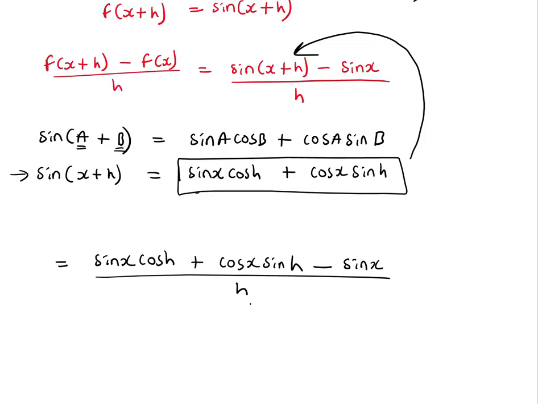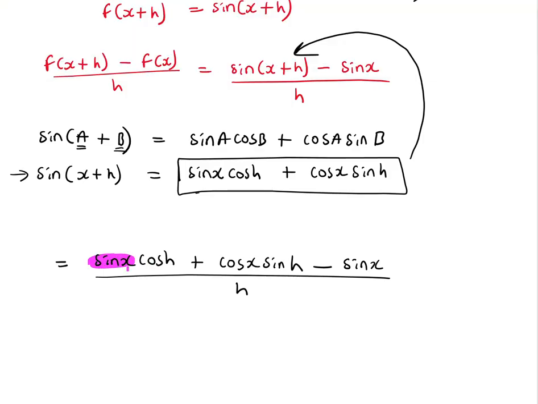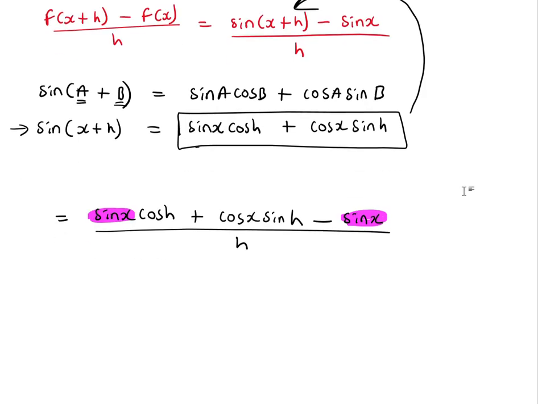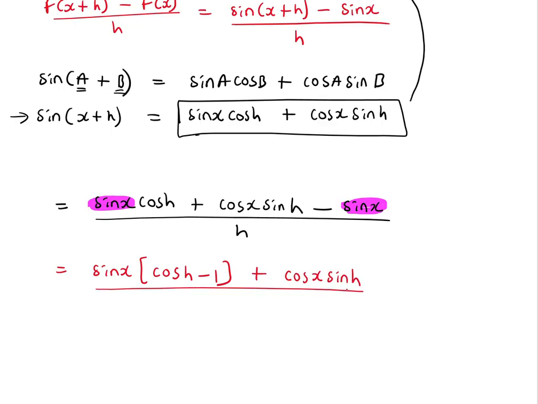Now if we check these two terms here, we have a common factor of sine x, and we also have sine x in that one. So this means that I can take out sine x as a common factor. If I do that, I'm going to have sine x, then I'll be left with cos h minus 1, and then plus cos x sine h, then everything is being divided by h.